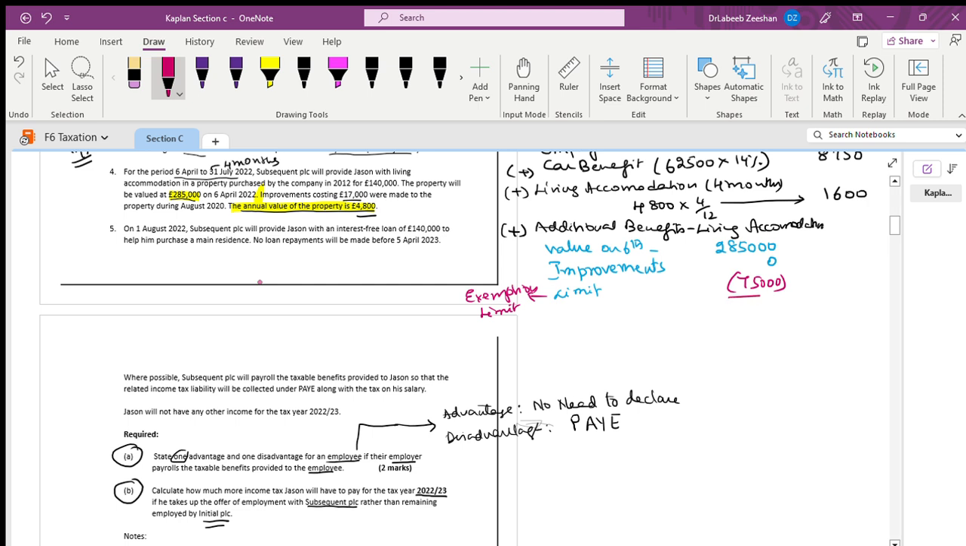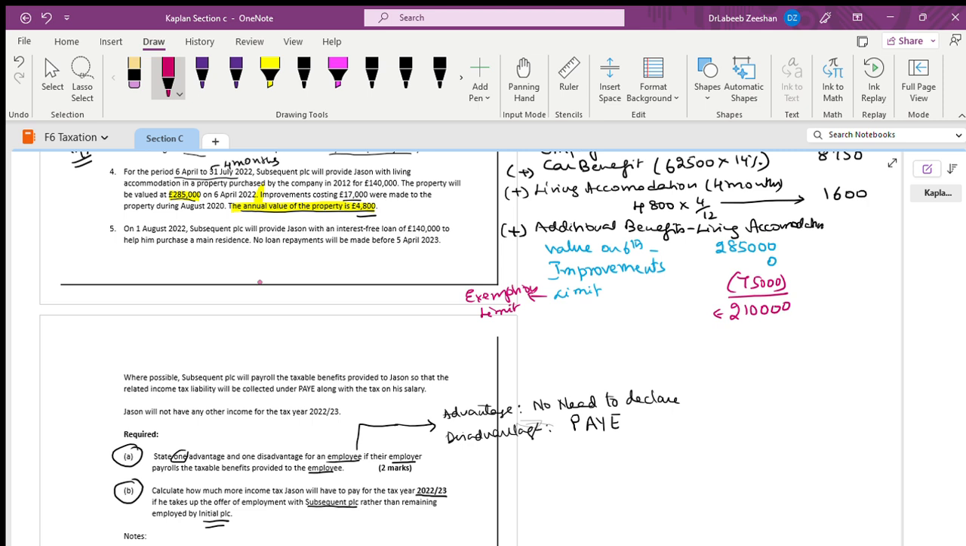It comes to how much? 285. Yes, it's clear. Correct. Now, this is the total benefit for 1 year.